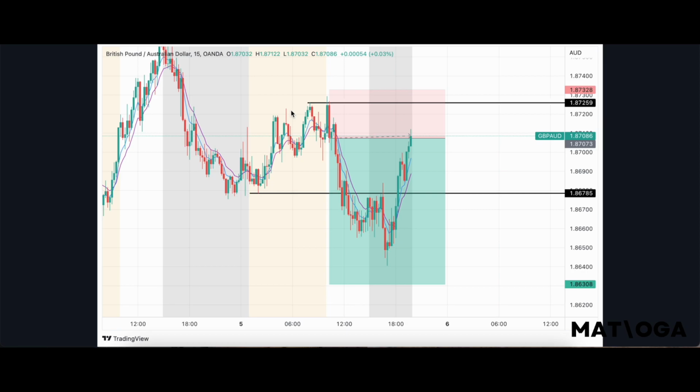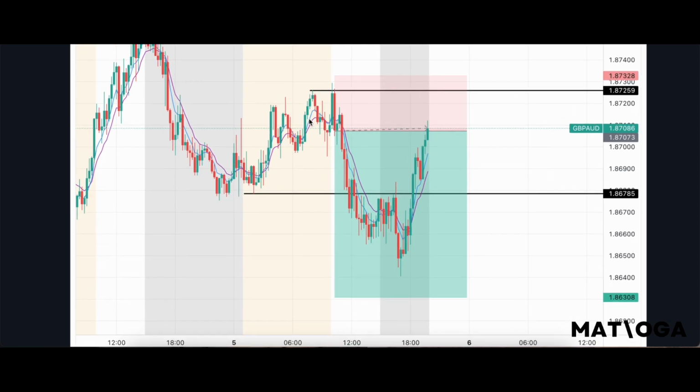Next trade. This one I believe would be a break-even trade. What happened here? Once again, we have the session high, session low. The moment after London session opened, it right away went straight to retest the session high. Now, as you can see, this is not a breakout because we haven't closed above the session high.